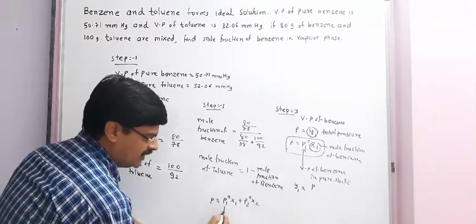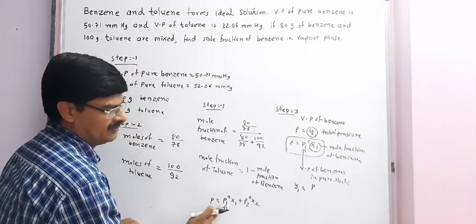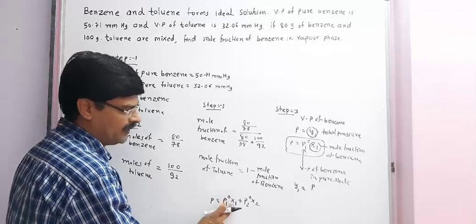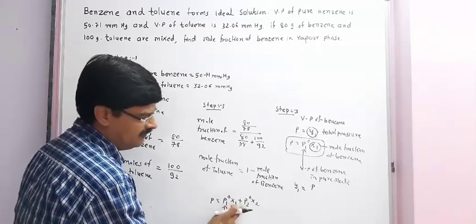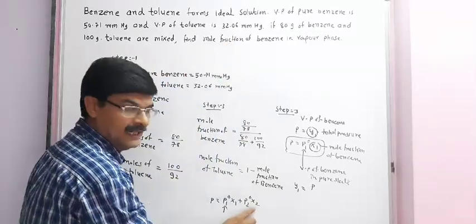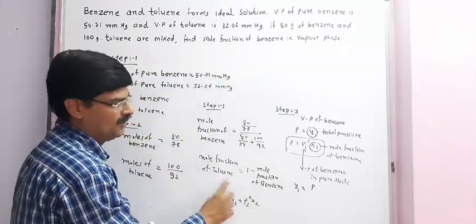So listen, what is P1 naught? Once more I say, it is the vapor pressure of benzene in pure state. X1 is the mole fraction of benzene. In the same way, P2 naught is the vapor pressure in pure state for toluene, and X2 will be the mole fraction for toluene.